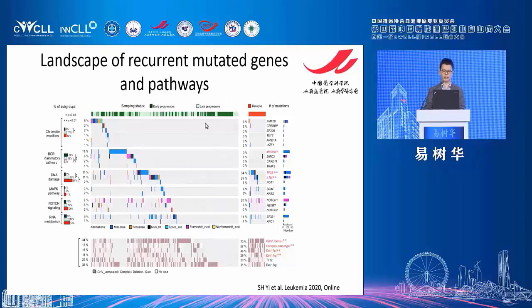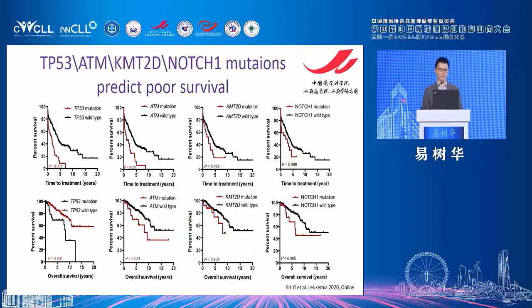Compared with the newly diagnosed patients, the relapsed patients have a higher incidence of TP53 mutation, ATM mutation, IGHV unmutated status, complex karyotype, and also deletion 17p and 17q. But the MYD88 mutated gene was not found in these relapsed patients. And the mutations of TP53, ATM, KMT2D, and NOTCH1 are also associated with poor survival, in terms of progression-free survival, time to treatment, and overall survival in our cohort.